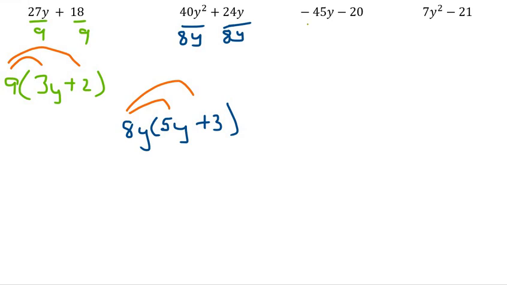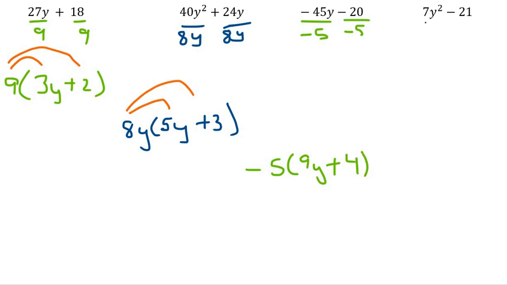And the next one, negative 45y minus 20. They both don't have a y, but the biggest number that goes into both of them appears to be a negative 5. So we'll divide both of these by a negative 5. So negative 5, parentheses, negative 45y divided by negative 5 is a positive 9y. And negative 20 divided by a negative 5 is a positive 4.